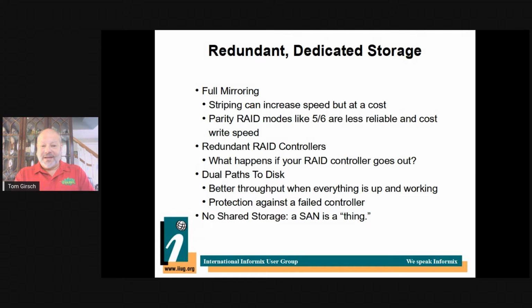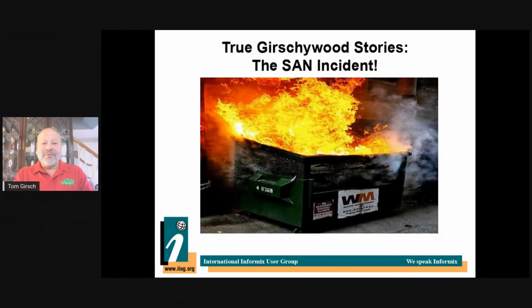And again, no shared storage if you can help it, because a SAN, even though it's designed to be redundant and all that, the SAN itself is also a single thing. And this is where I have a little fun with it. I go to what I call my true Girschywood stories, incidents that have actually happened in my career that I've had to deal with, usually under a lot of pressure and scrutiny.